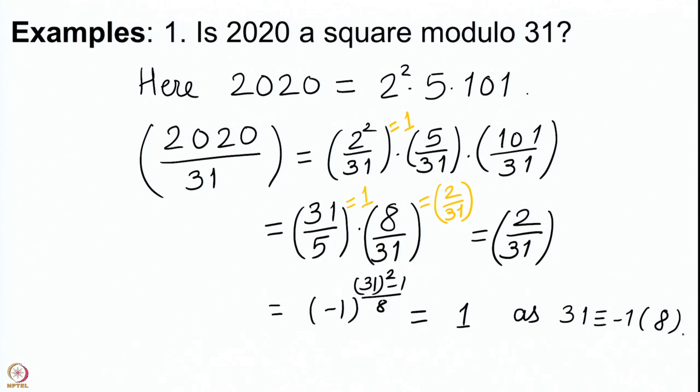Now, what is its square root? That you may be able to compute by reducing modulo 31 and seeing where 2020 goes. So, this is how we are going to use the 3 parts of the quadratic reciprocity law, which will tell you whether a given number is a square modulo the given odd prime or not.